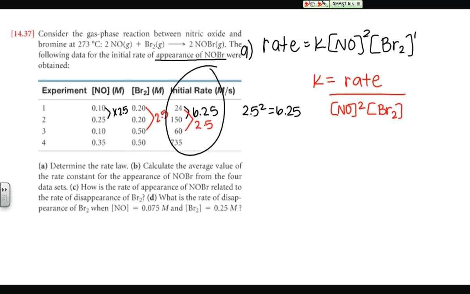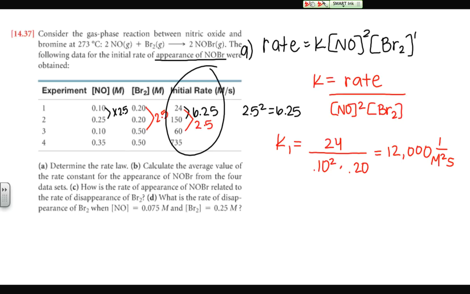Now, I need to do this for reaction 1, reaction 2, reaction 3, and reaction 4. You're going to get really similar values, but they're not all going to be the same. So remember, in order to do an average, you have to have numbers to average. A lot of you only did 1, and that's not accurate. I'm just going to show you how to do 1, and I'll give you the values for the other ones. So to find it for the first reaction, I'm going to take my rate of 24 over my NO value squared times my Br value. And for K1, I get 12,000. Now, we need a unit. This is a third order overall, so it's going to be 1 over M squared s.